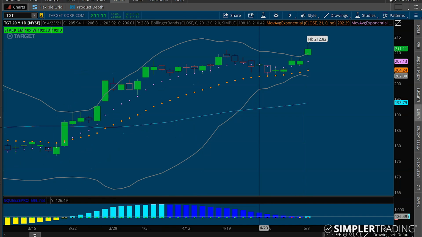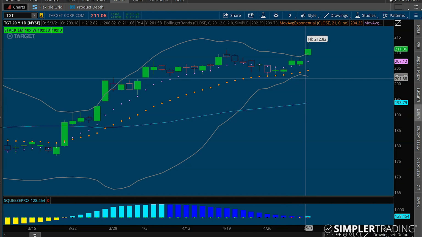All right, we check out the histogram. You had your black dots, so low compression. You did have a red dot, so mid compression. You even had a day here of high compression, but the dots are telling us that Target is in a squeeze, and though it hasn't quite fired yet, notice how the histogram is turning positive. This is telling you that, how can I explain this?